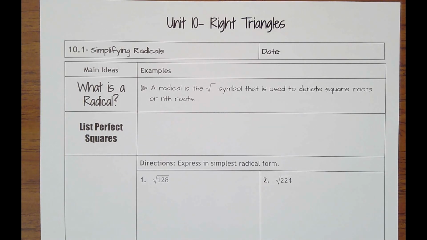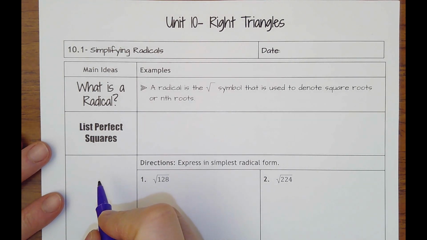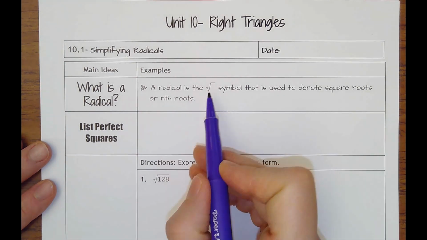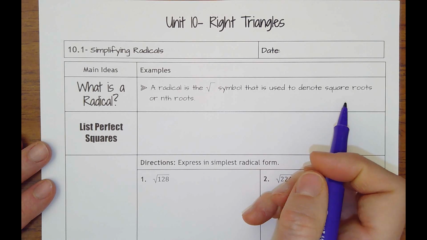Unit 10 is about right triangles, and before we even get into triangles, we need to know how to simplify radicals. If you've had me before in Algebra 2, we've done this, but it'll be a good review, and it'll definitely be for the ones who have not had me before. So what is a radical? A radical is this root symbol that is used to denote square roots or nth roots.